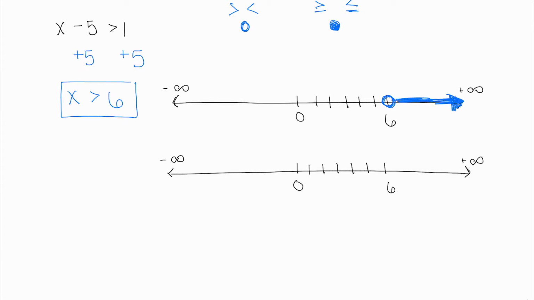Another way to graph this is to use bracket or parenthesis notation. So going back to our inequality symbols, the open circle is equivalent to using a parenthesis, and the closed circle is equivalent to the bracket. So the same graphical representation for this inequality could be rewritten as a parenthesis on 6 and then shade in the direction of the positive infinity.